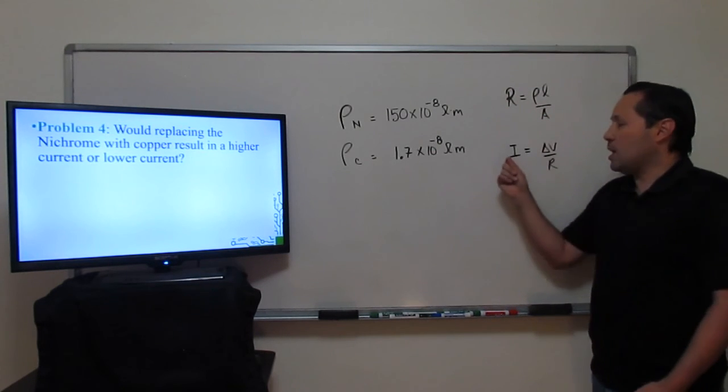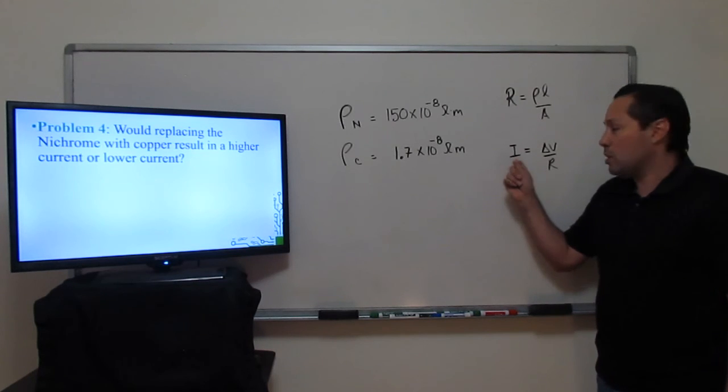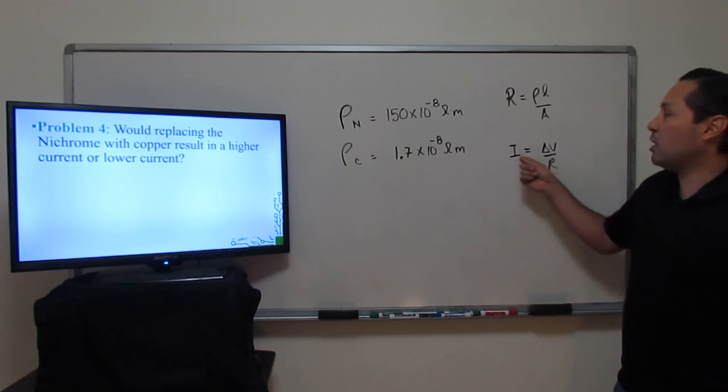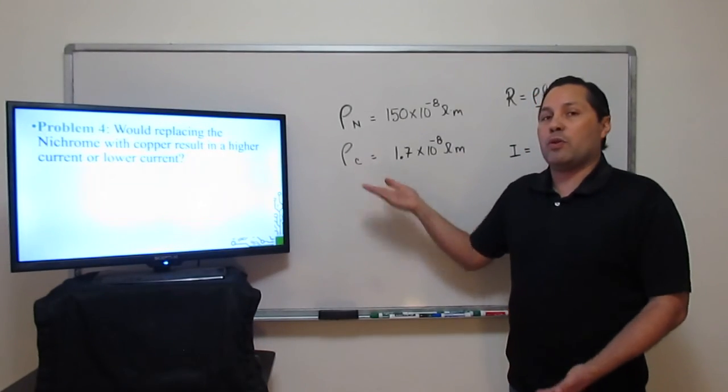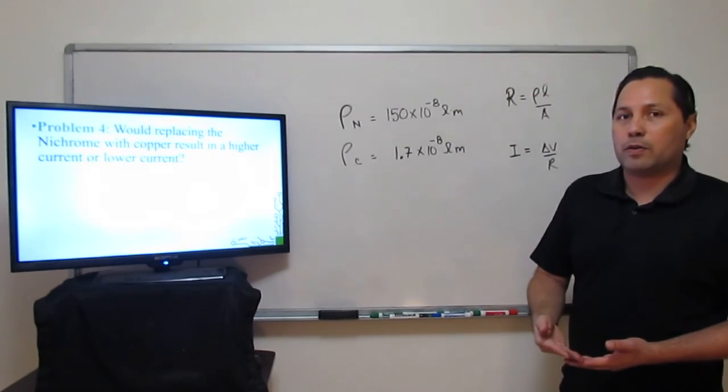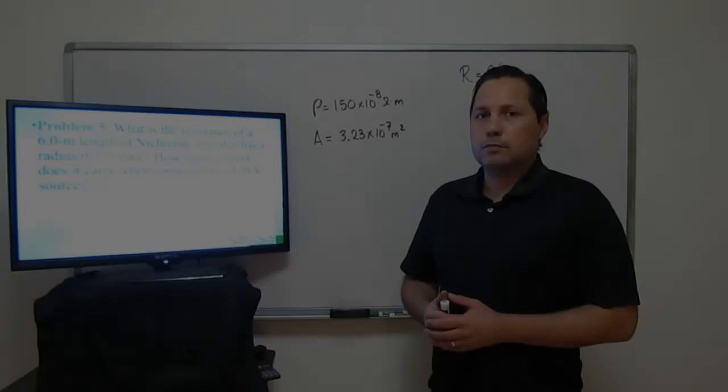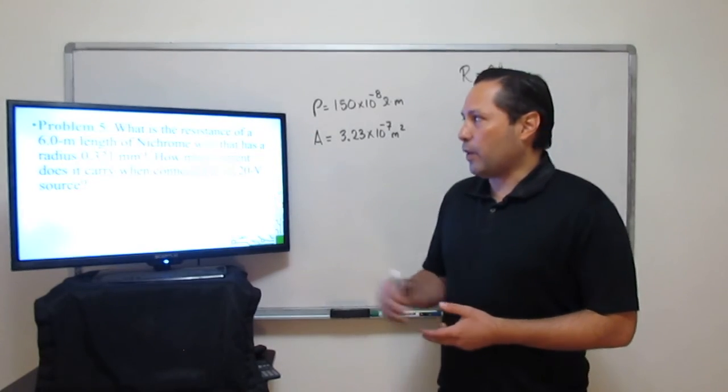And resistance is inversely proportional to current. So therefore, lower resistance will give you a higher current. So the answer for this question is that replacing the wire with copper will give you a higher current. There you go. In problem 5, we're asked the following question.